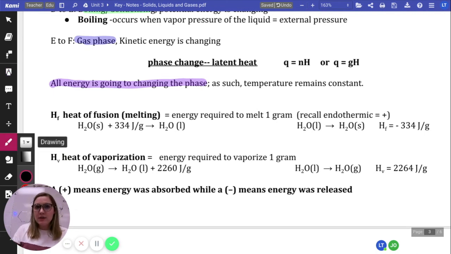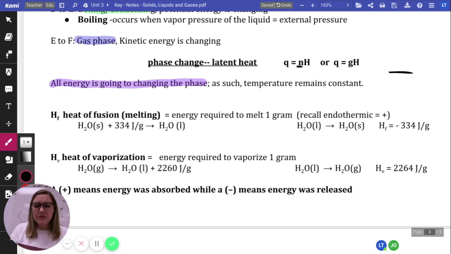So where we are going to use this equation is when we are just looking at the phase change. On our graph, the flat line areas are where you'll use this equation. And the equation is that the amount of energy that goes into our phase change is equal to the amount of substance times our heat of either fusion or vaporization.